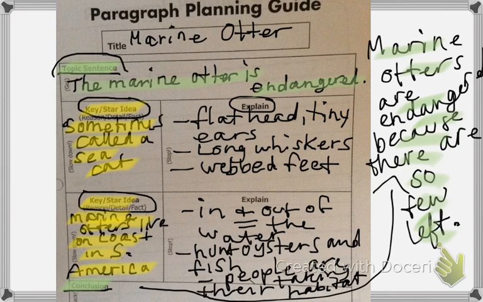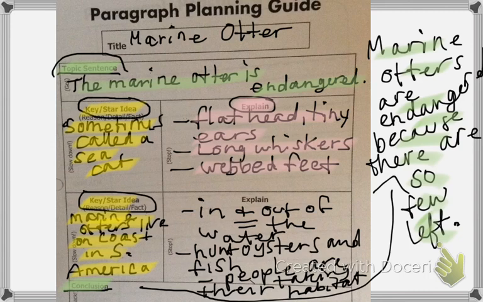Okay, and then you're going to check to make sure that you have some pink supporting details for each of those star ideas. So the supporting details for your first star idea, sometimes they're called a sea cat, your pink is right here, and it's going to say something like marine otters have flat heads and tiny ears like a kitty. They also have long whiskers. But one way they're different is they have webbed feet to help them swim well in the water. See how I turn my notes into sentences? Okay, that was supporting my first star idea.